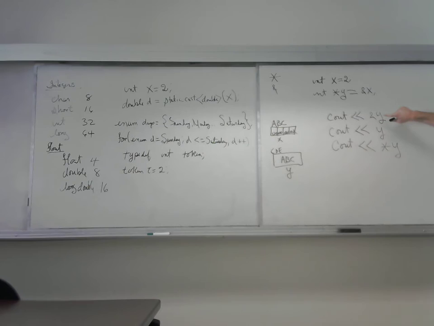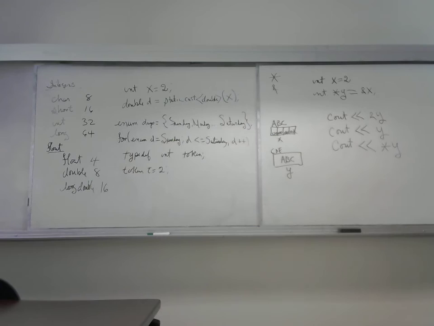And Y is the address of Y. It prints the address of Y. It prints CDE. The second one, Y. Well, what's the contents of Y? ABC. And the third one, star Y, this is dereferenced. Go to Y, find the address there, go there and print it. The 2.